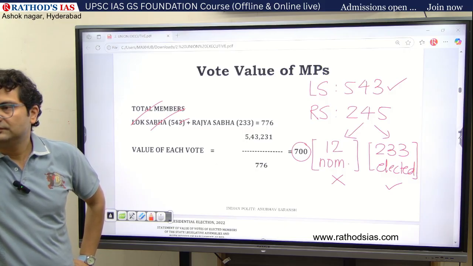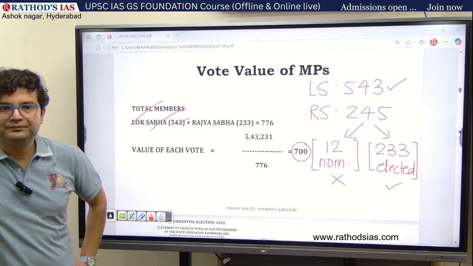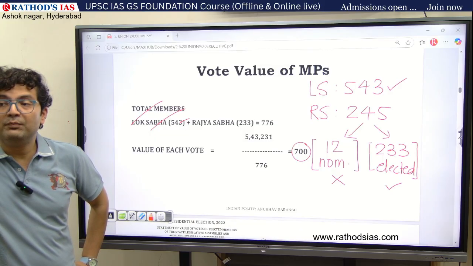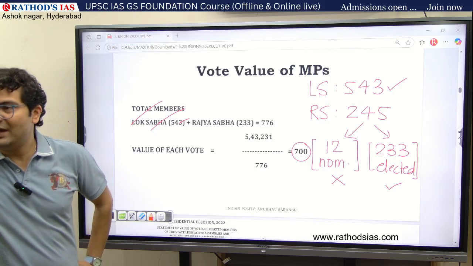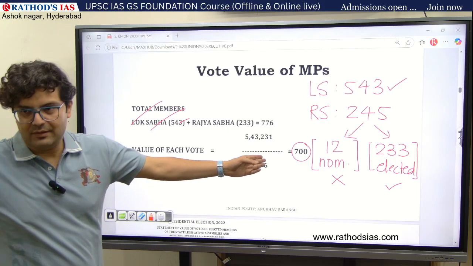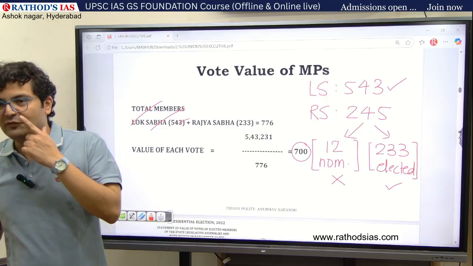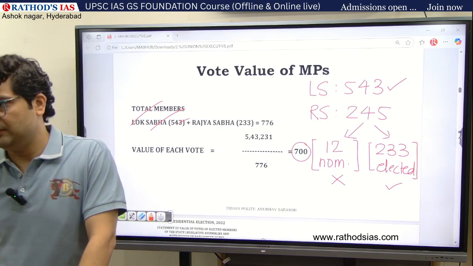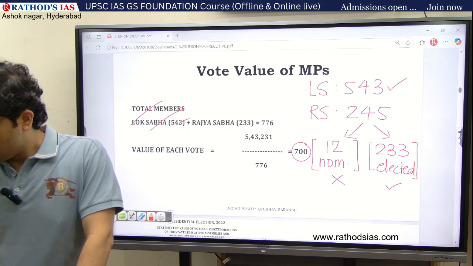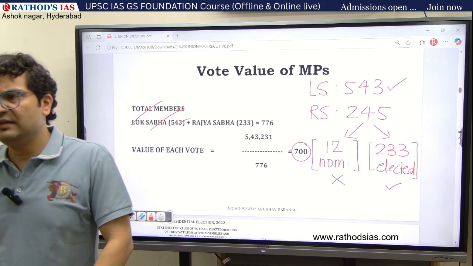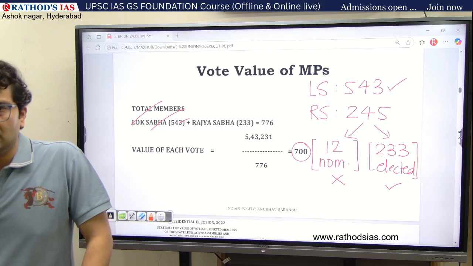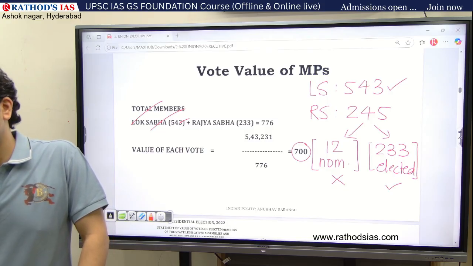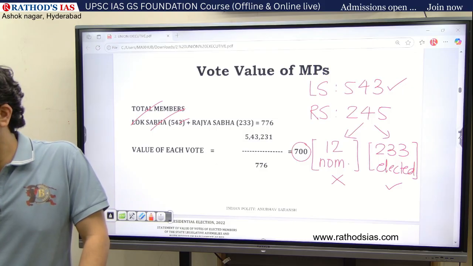Are you done? What is the vote value of one MP then? 700. What was the vote value of an MLA of UP, which is the highest? 208. 700. There is no match, of course. So the vote value of MPs will always be greater than the vote value of MLAs. Also, does the vote value of MLAs remain the same across the states? Yes or no? No, it varies. In some states it is less, in some states it is more. Is this formula clear to everyone?